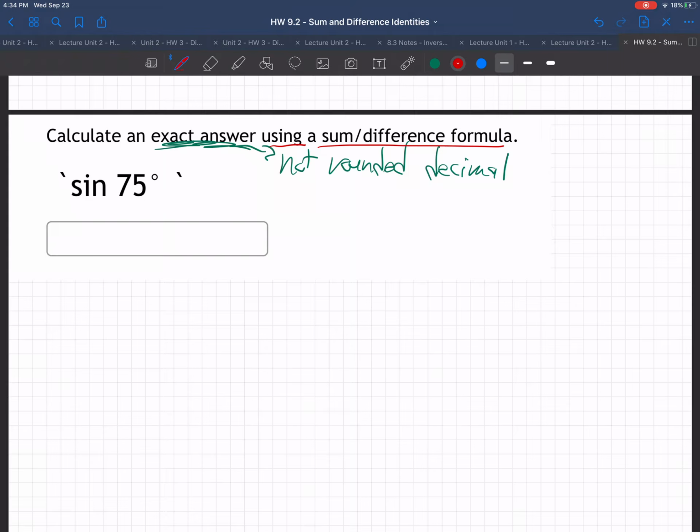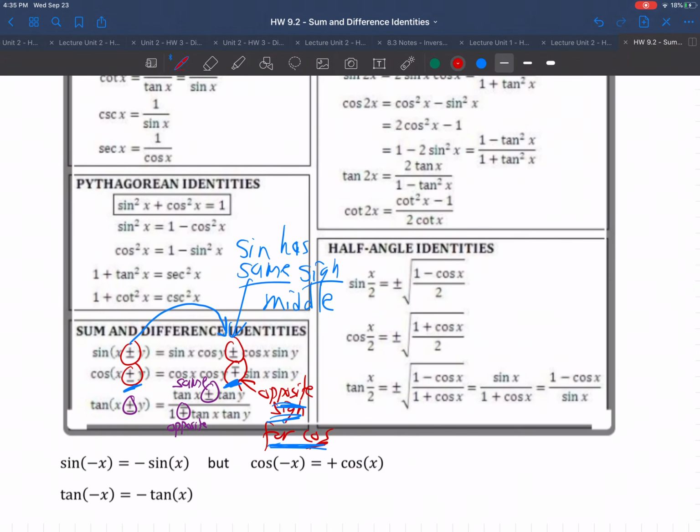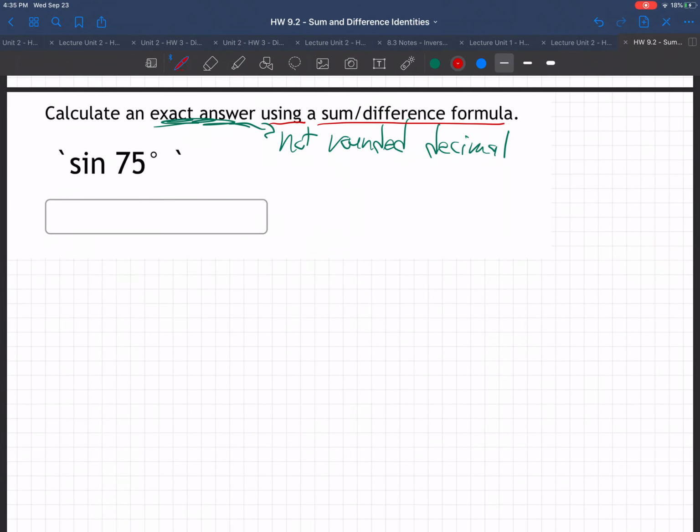What's that? So let's go look at our formulas. Here are the sum and difference formulas on the formula sheet I gave you. We have sine, right? So sine of two angles added is sine, cosine, cosine, sine. So let's go write that down. That's what we've got to use.